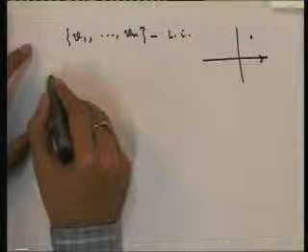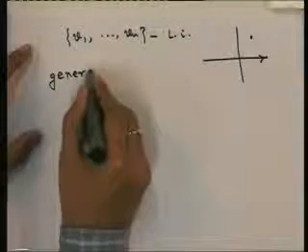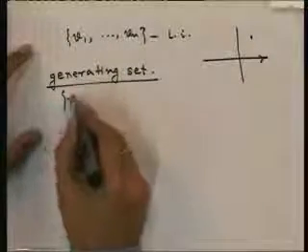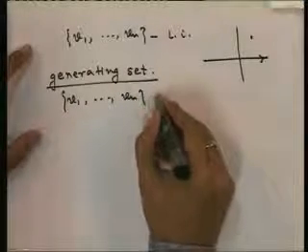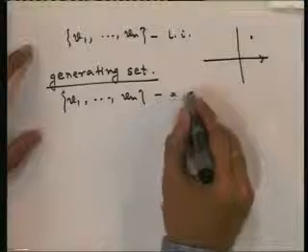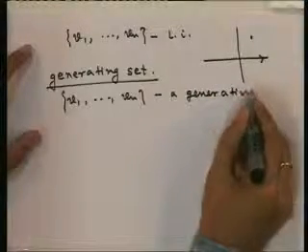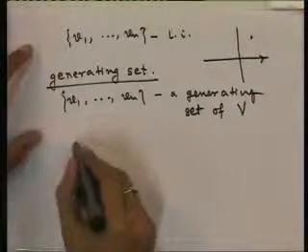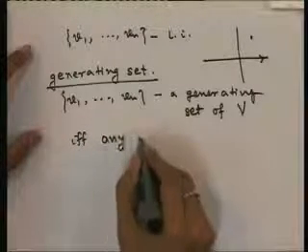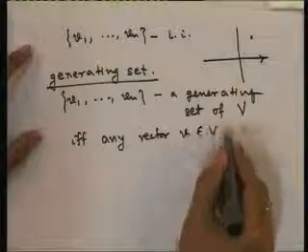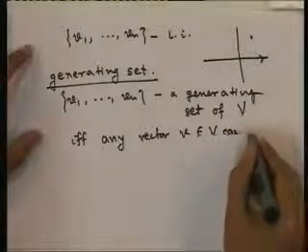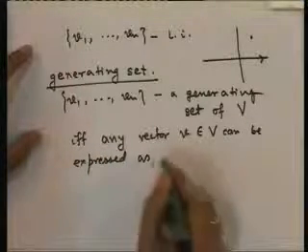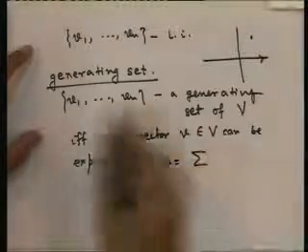So this requires a generating set. If v1 to vn is a set of vectors, this is called a generating set of the vector space V if any vector v in this vector space can be expressed as a linear combination like this of these vectors.